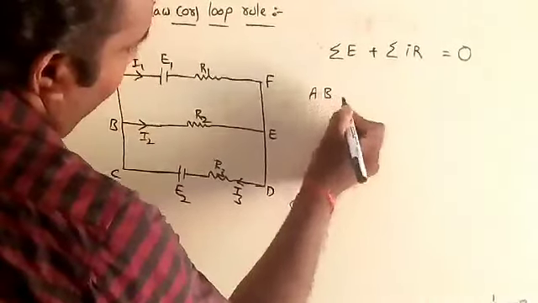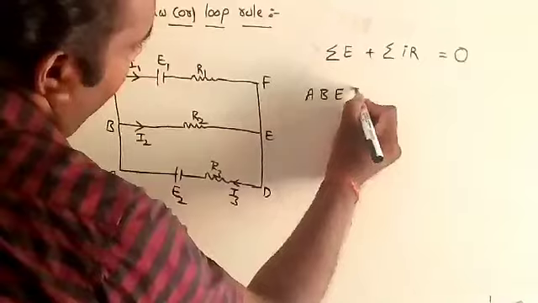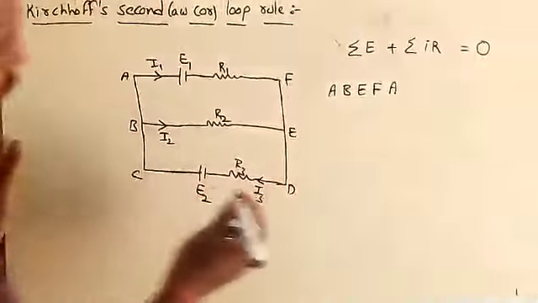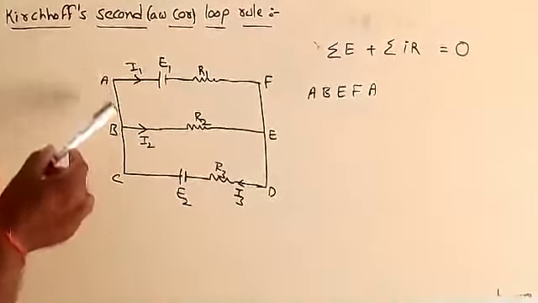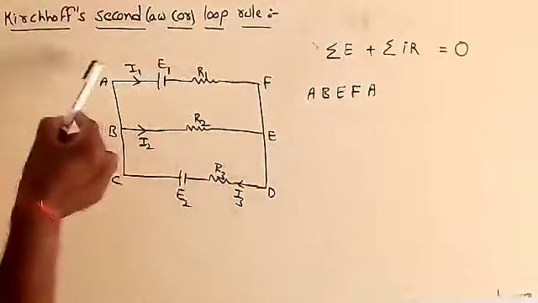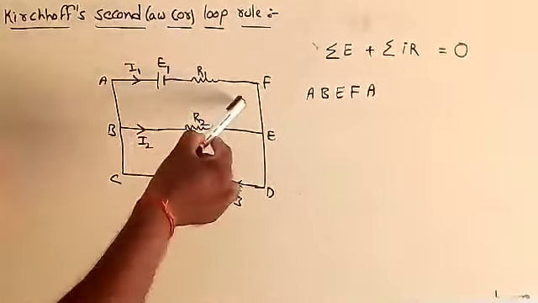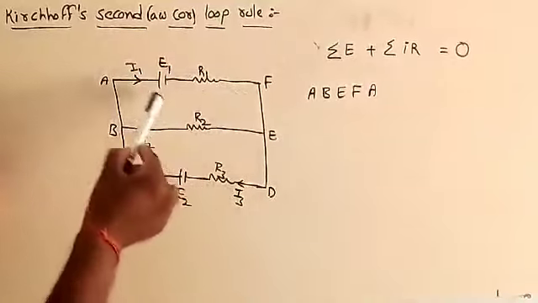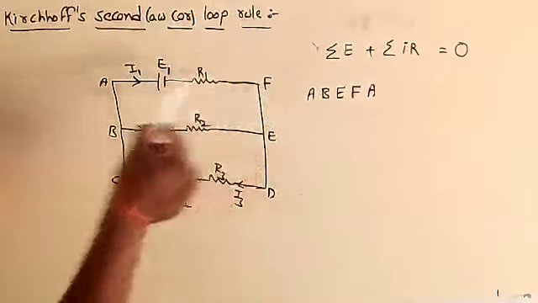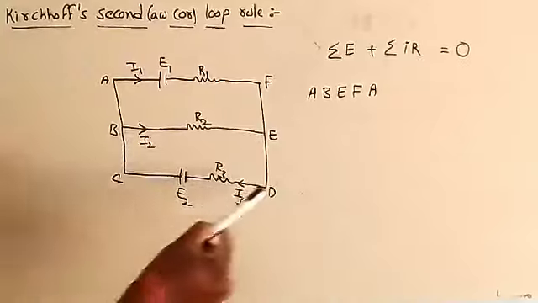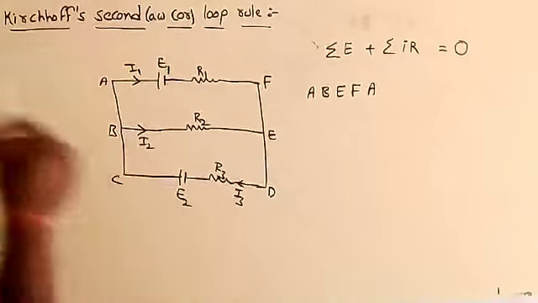A, B, E, F, A. I am following in this direction: A, B, E, F, A. This loop I am taking because it's a loop. That is the reason, the closest loop we have to take. So A B E F A is the one loop. B C D E B is the another loop.